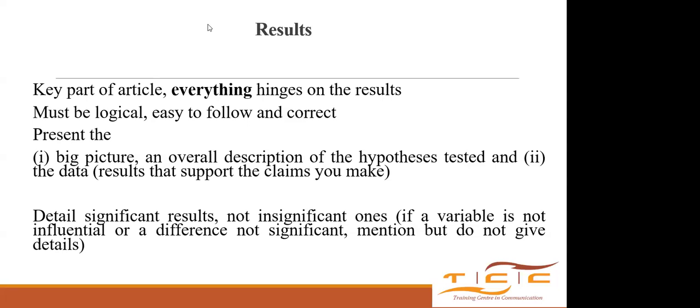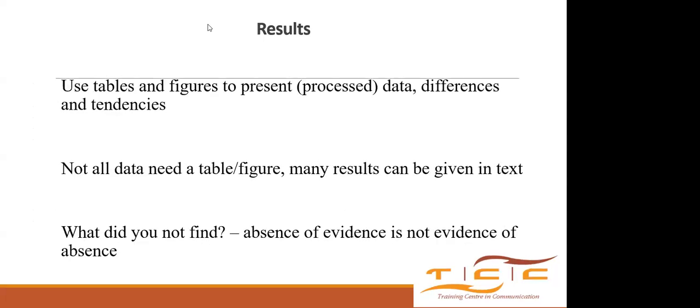So if a variable is not influential, or if the difference is not significant, mention it, but do not give a lot of details. I'm not saying that if you find that the difference is not significant, or that a variable is not really influential, you don't mention it completely. Mention it, but because it is not influential, don't give a lot of details. If it is influential, then of course you need to give some detail. Now you need to use tables and figures to present processed data.